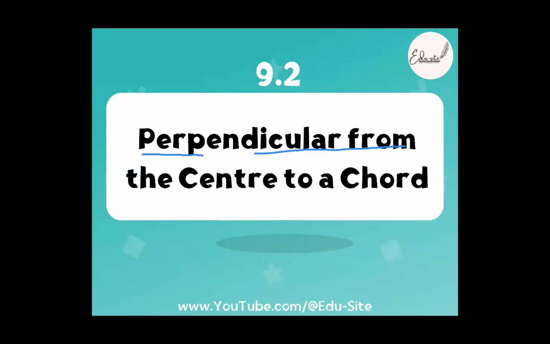Hypotenuse was the angle subtended by the chord. Today, what we are going to discuss in today's class is, if we have a chord, and if you draw a perpendicular from the center of the circle, then what all comes into picture?